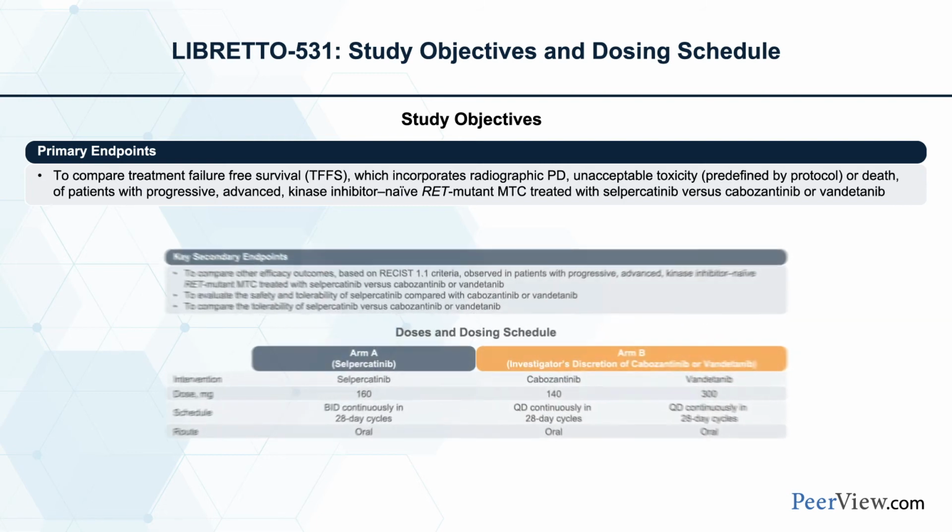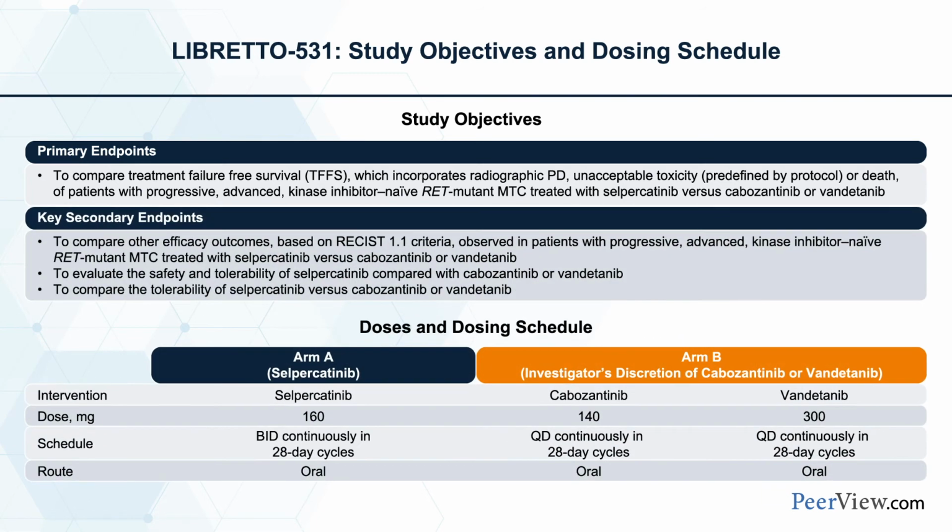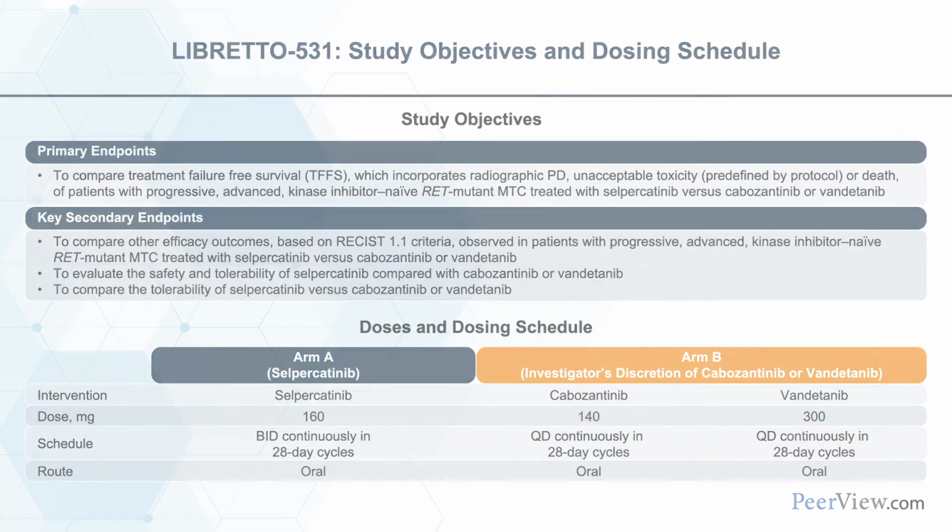Then secondary endpoints included efficacy outcomes based on RECIST 1.1 in patients with progressive advanced disease, and of course in the kinase-naive patients, and then of course, to evaluate the safety and tolerability of selpercatinib directly versus cabozantinib or vandetanib. So when patients are enrolled in this study, they're either randomized to selpercatinib up front or to either cabozantinib or vandetanib, which is at the choice of the investigator and the patient.